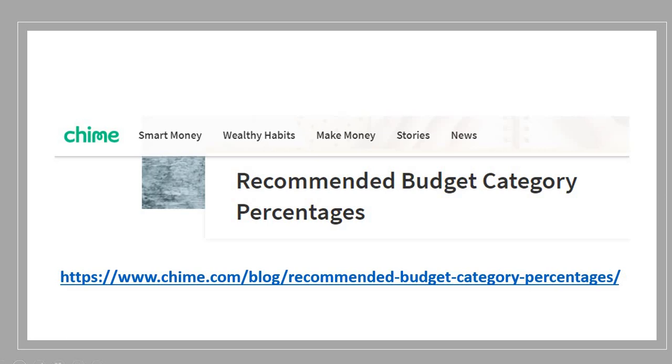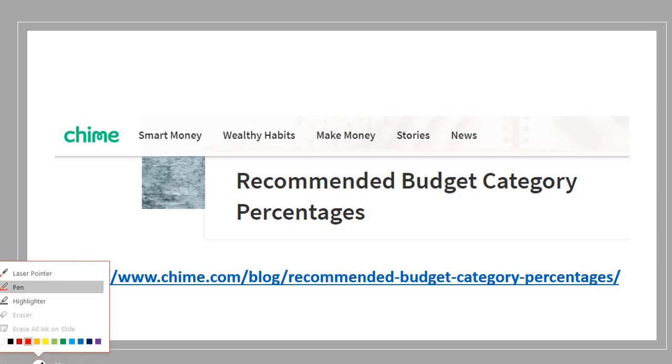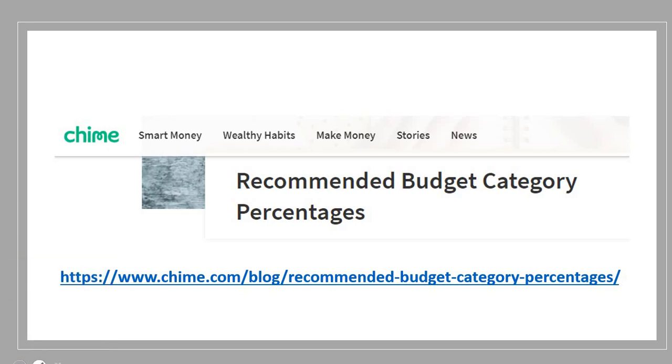Okay, we reviewed that 50-30-20 budget, and now we're going to look at some category percentages. So now we're going to look at a little bit more detailed version. You could figure out which things fit into which of the 50-30-20 categories, but now we're going to separate that up a tad more.